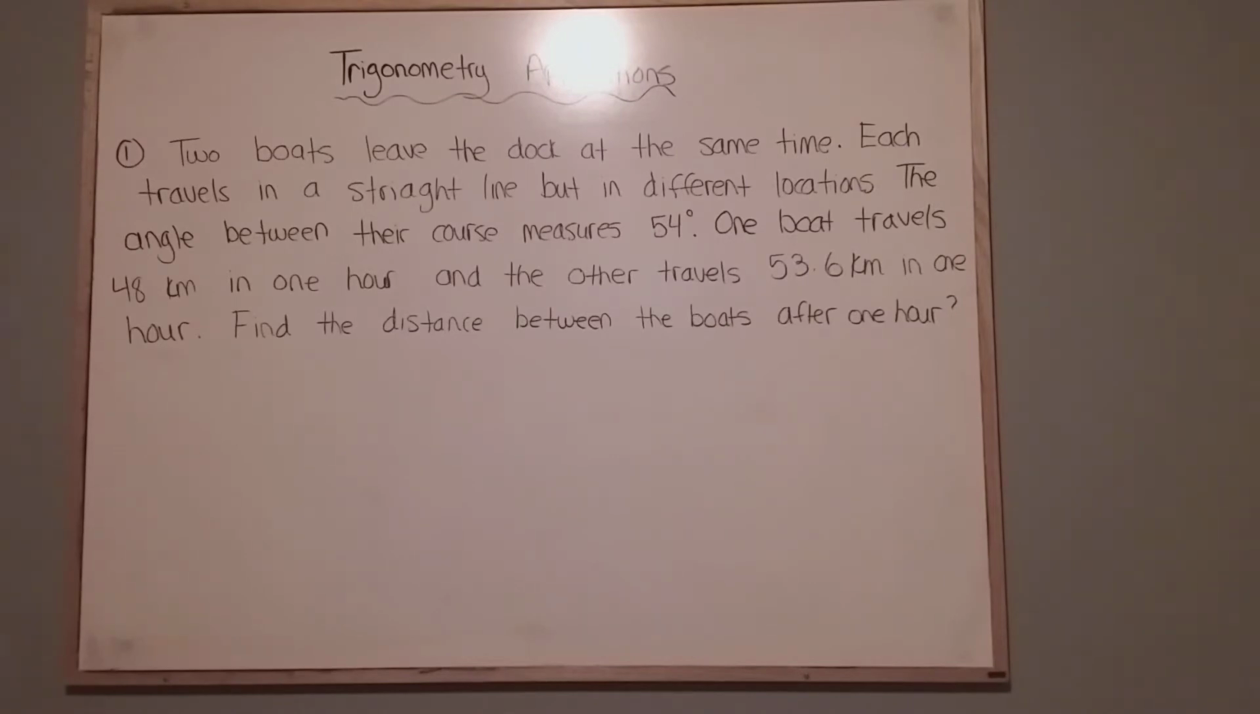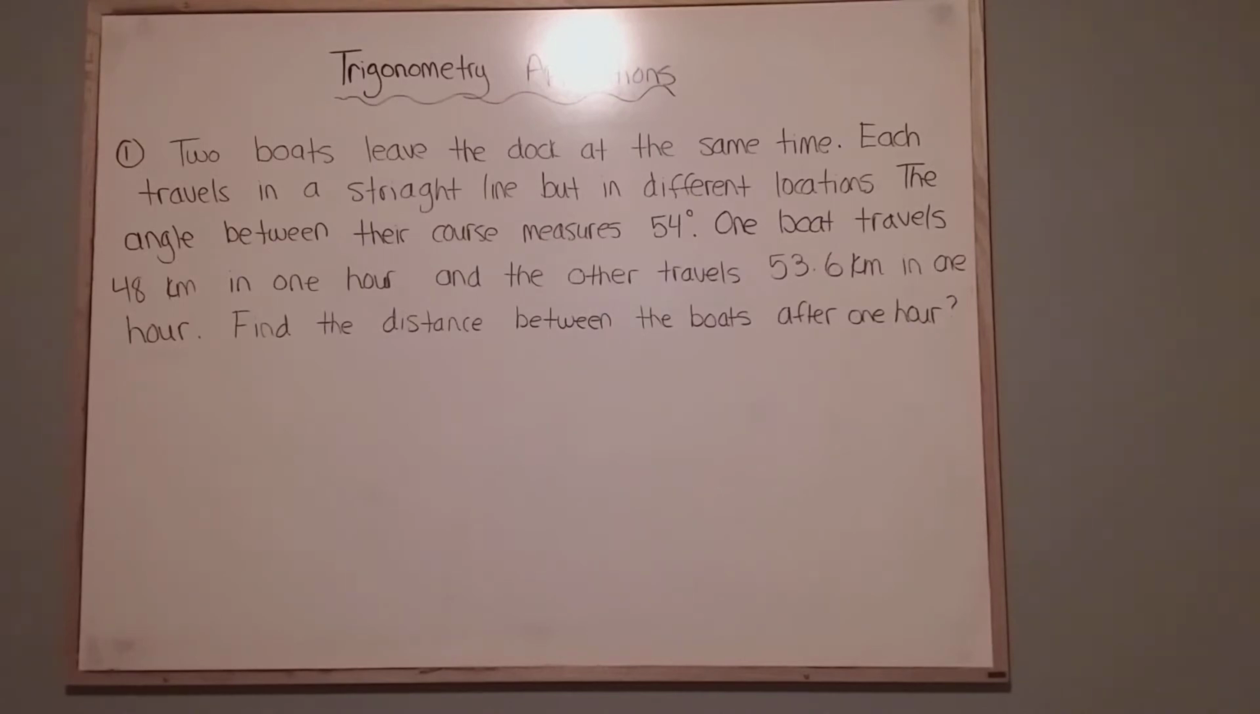Two boats leave the dock at the same time. Each travels in a straight line but in different directions. The angle between their courses measures 54 degrees. One boat travels 40 kilometers in 1 hour and the other travels 53.6 kilometers in 1 hour. Find the distance between the boats after 1 hour.